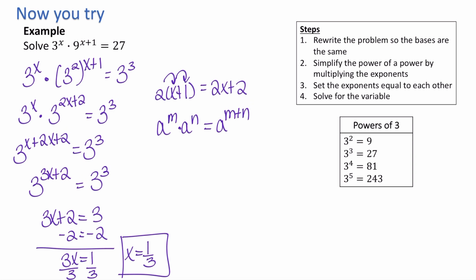Now we have the same base, so we just set the exponents equal to each other. So we have 3x plus 2 equals 3, and then we subtract 2 from both sides and divide by 3 to give us x equals 1/3.